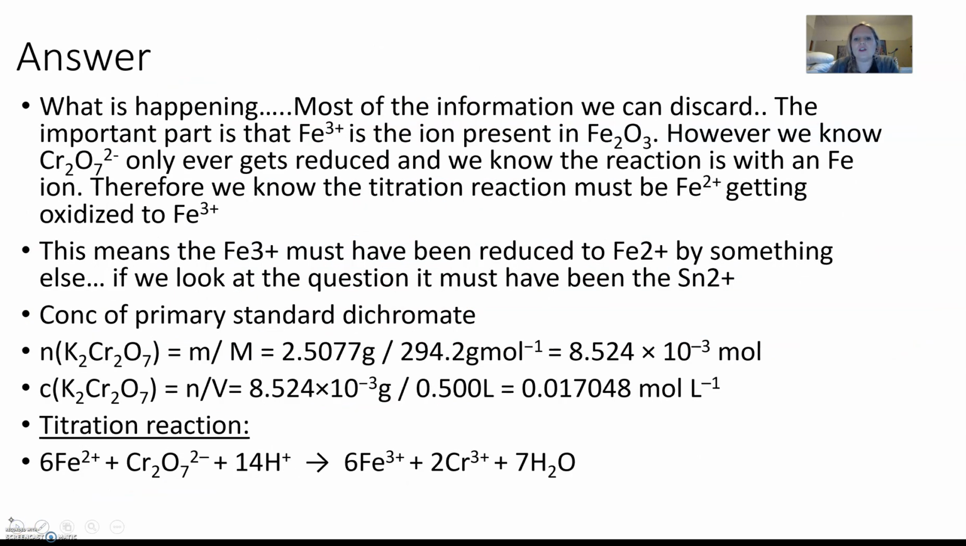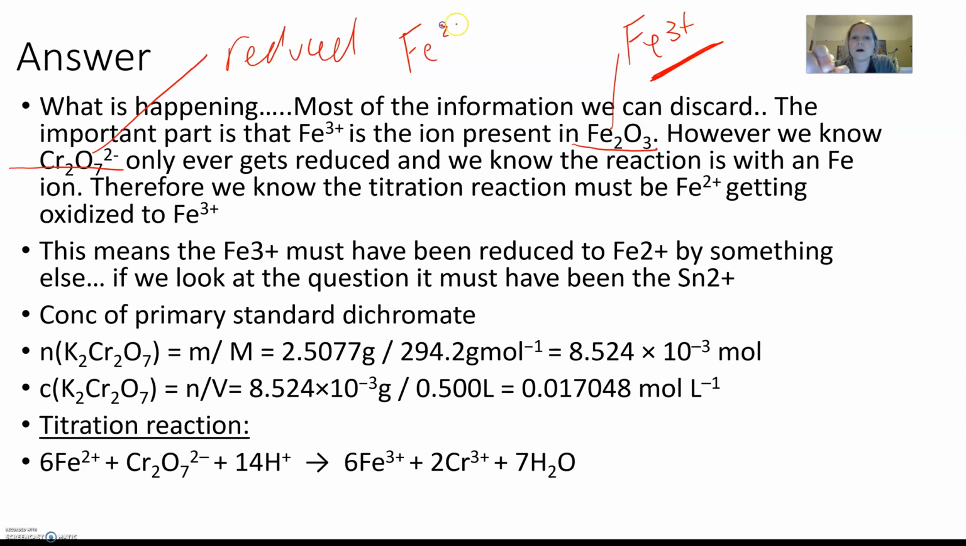As I've said here, most of it you can discard, but in Fe2O3, if you balance that out, you know it's an ionic compound, it's Fe3+ that's in there. Now we know the titration is with iron and dichromate, right? But we know dichromate only ever gets reduced, which means our iron must be getting oxidized, which means something is happening to the iron, and we must actually be reacting the dichromate with not Fe3+, but Fe2+, because it has to be able to be oxidized, and we can't oxidize Fe3+ any further.